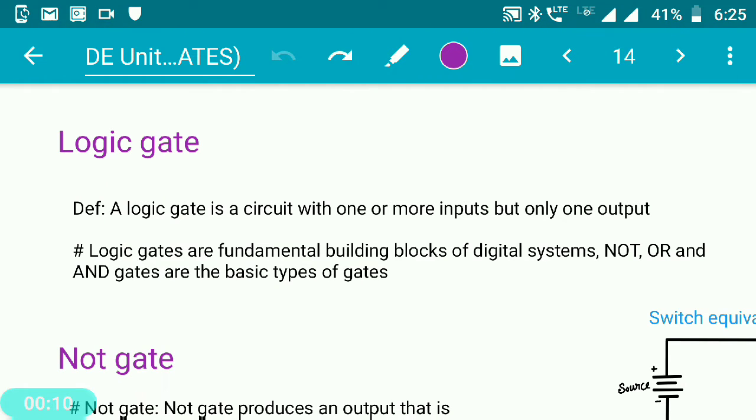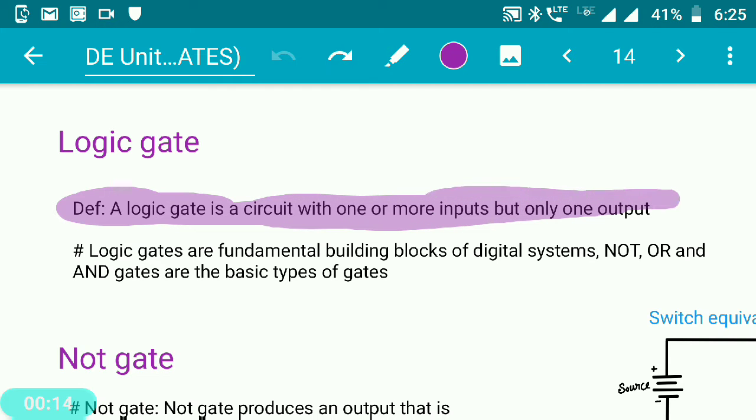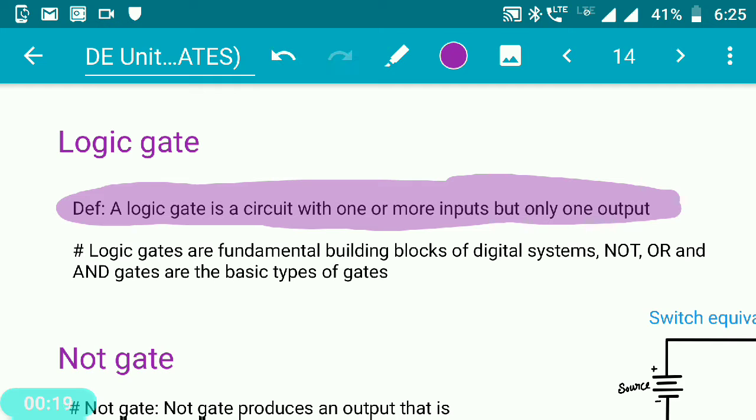Logic gate, according to the definition, has one or more inputs for a logic circuit, a digital electronic circuit, and it is going to have only one output. Such types of digital electronic circuits are what we call logic gates. Generally, logic gates will have one or more inputs and one output.